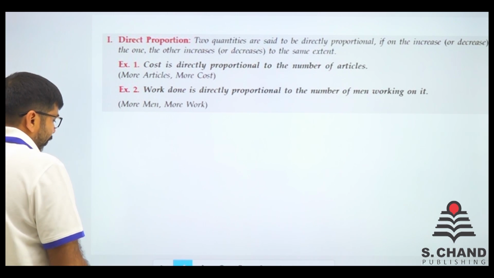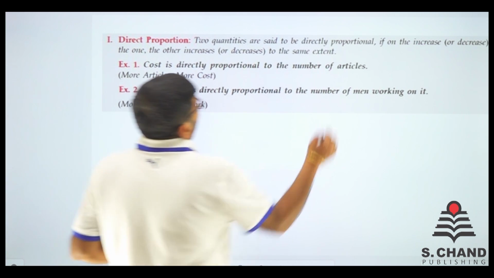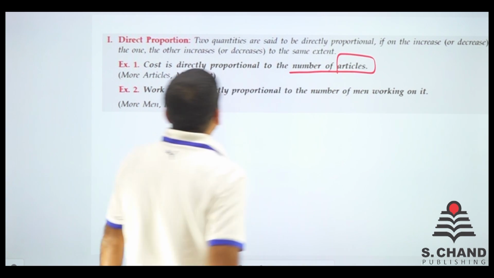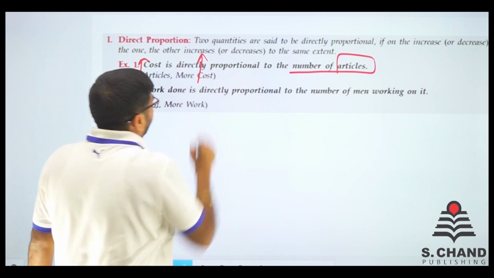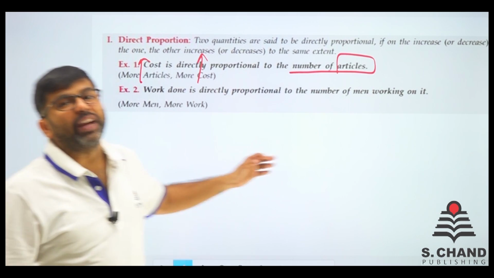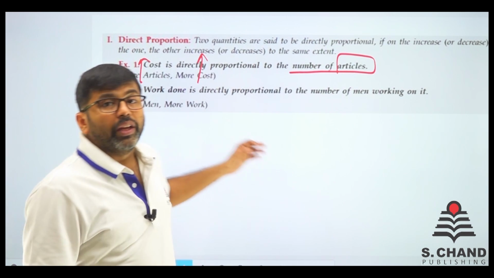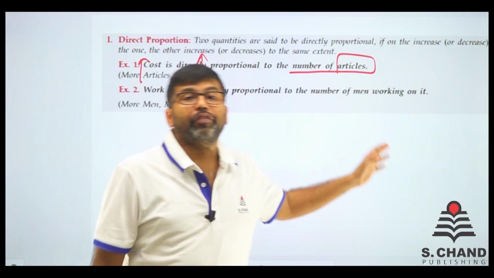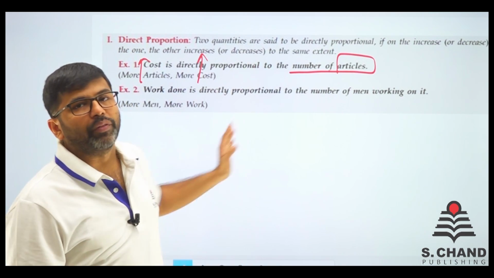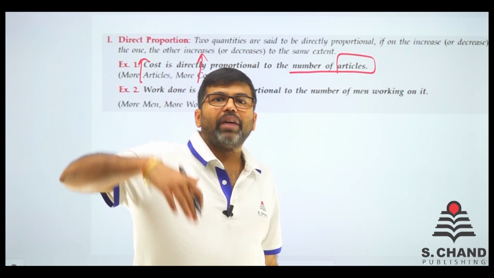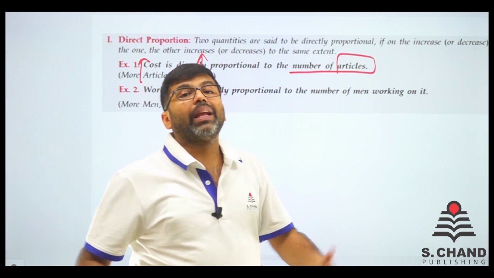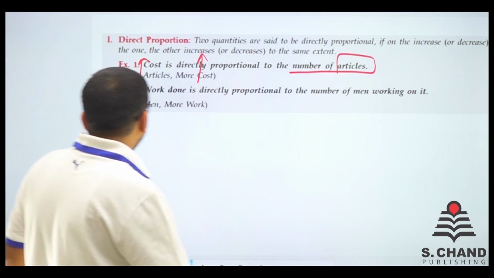Example दे रखा है दोस्तों, cost is directly proportional to the number of articles. सिंपल बात है बॉस, ज्यादा आर्टिकल खरीदोगे ज्यादा पैसे लगेंगे. मान लो एक चीज आती है 5 रुपीज की, so if you want 10 we will have to give 50 rupees. Want 100, you have to give 500 rupees. So you increase the number of articles, you have to increase the price. So directly proportional कहते हैं इसे.